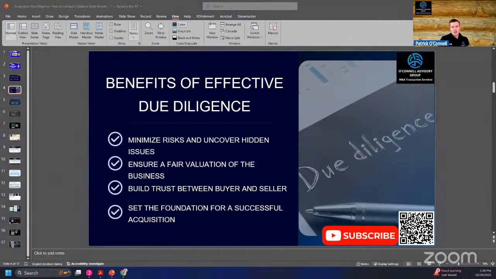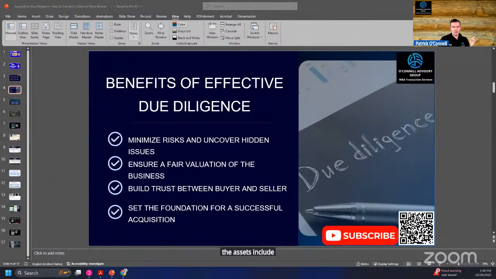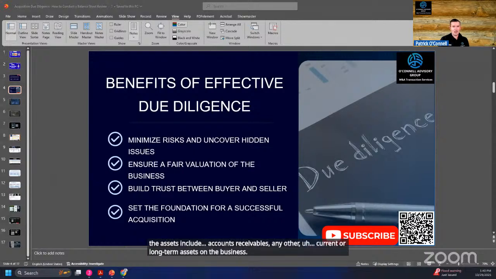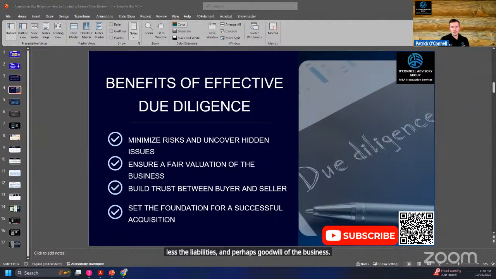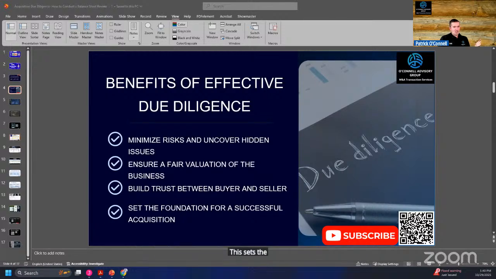By understanding what's on the balance sheet, especially in asset type transactions, you're effectively purchasing the assets of the business. The assets include accounts receivables, any other current or long-term assets on the business, less the liabilities and perhaps goodwill of the business. So it's very important you understand the composition of this balance sheet because that's what you're ultimately buying, along with some of the intangibles of the business. This sets the foundation for a successful acquisition if this is done correctly.